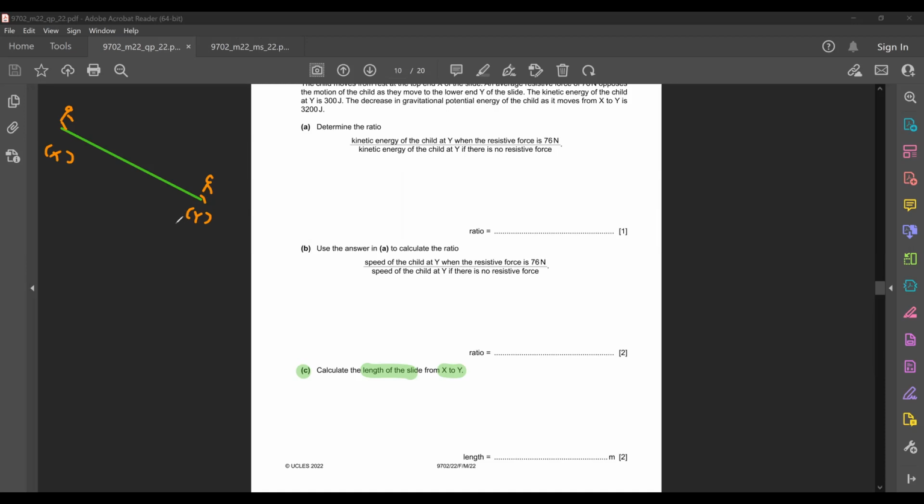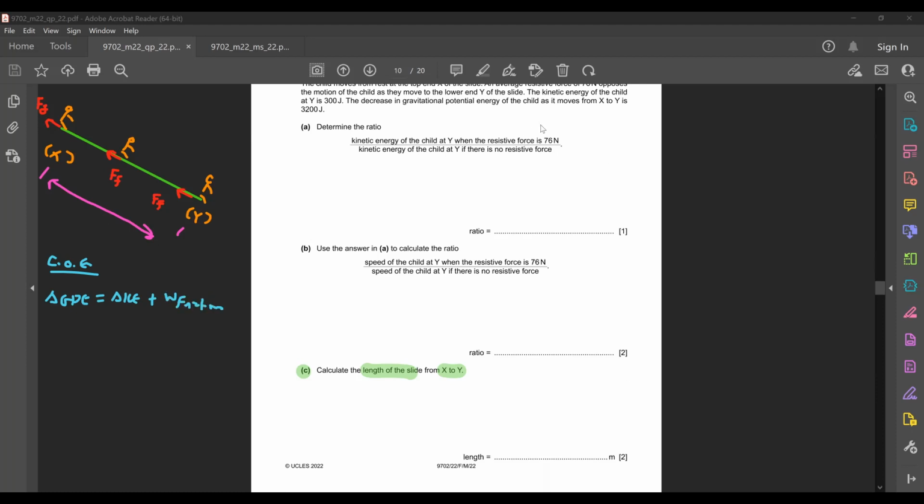Let's call this distance S. And as the child was moving from position X to position Y, that child was actually experiencing some sort of resistive force. Let's call this force FF. Okay. So there's work done against friction to consider here. If you were to consider conservation of energy, it will be decrease in GP of the child equals to the increase in KE plus work done against friction.